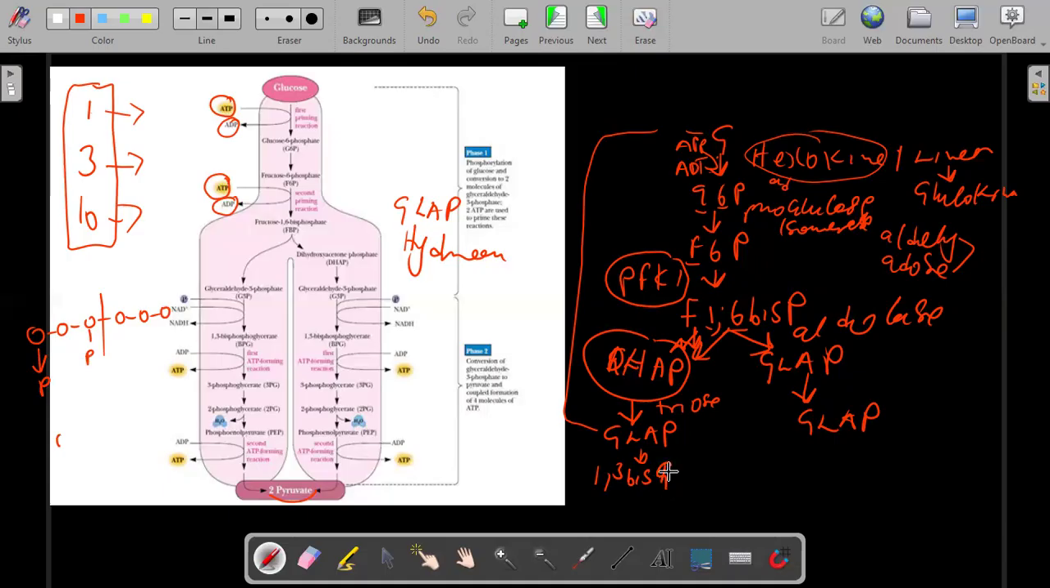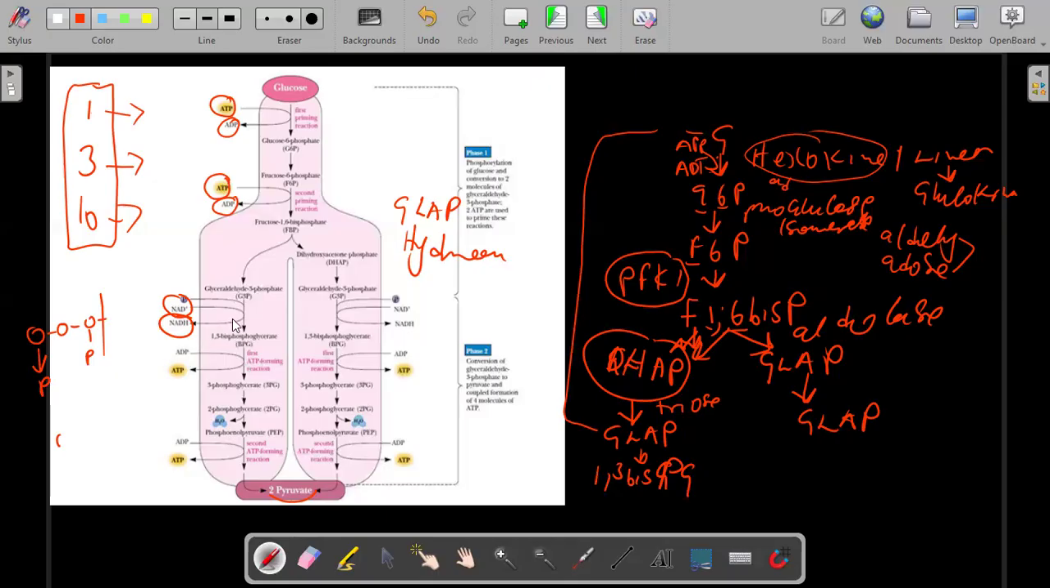So we have 1,3-bisphosphoglycerate. That's step number 6. This is where the first redox reaction is going to happen. For the redox reaction, we are going to utilize NAD plus and reduce it to NADH. That's a redox reaction, the first step, step number 6. So we've converted our NAD to NADH there.